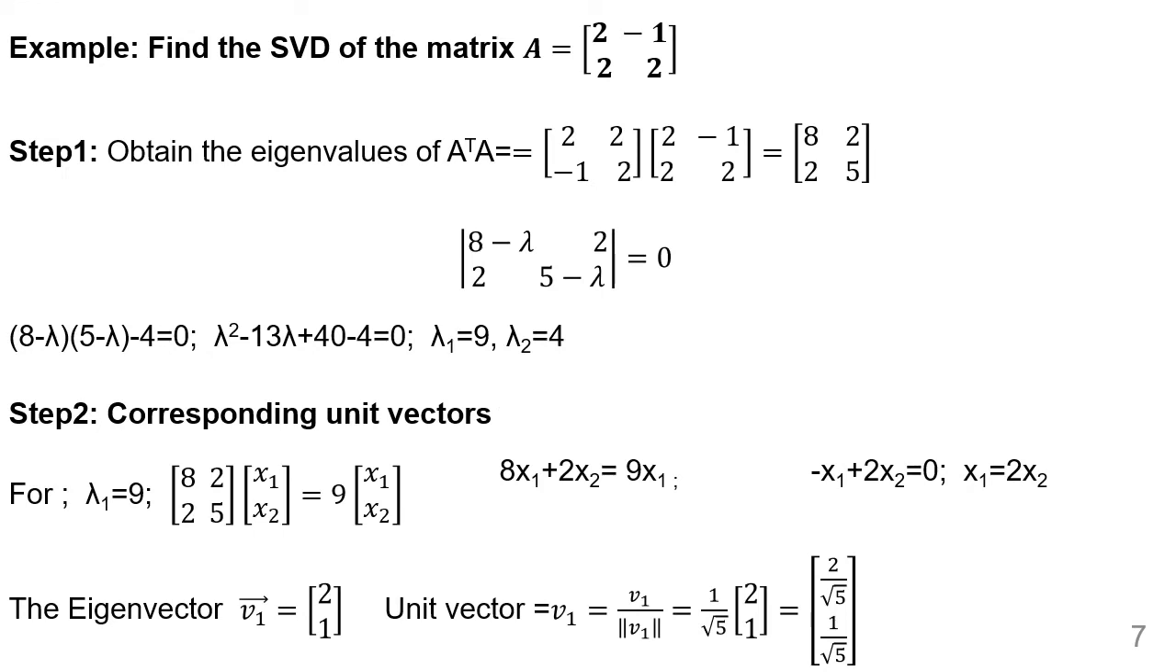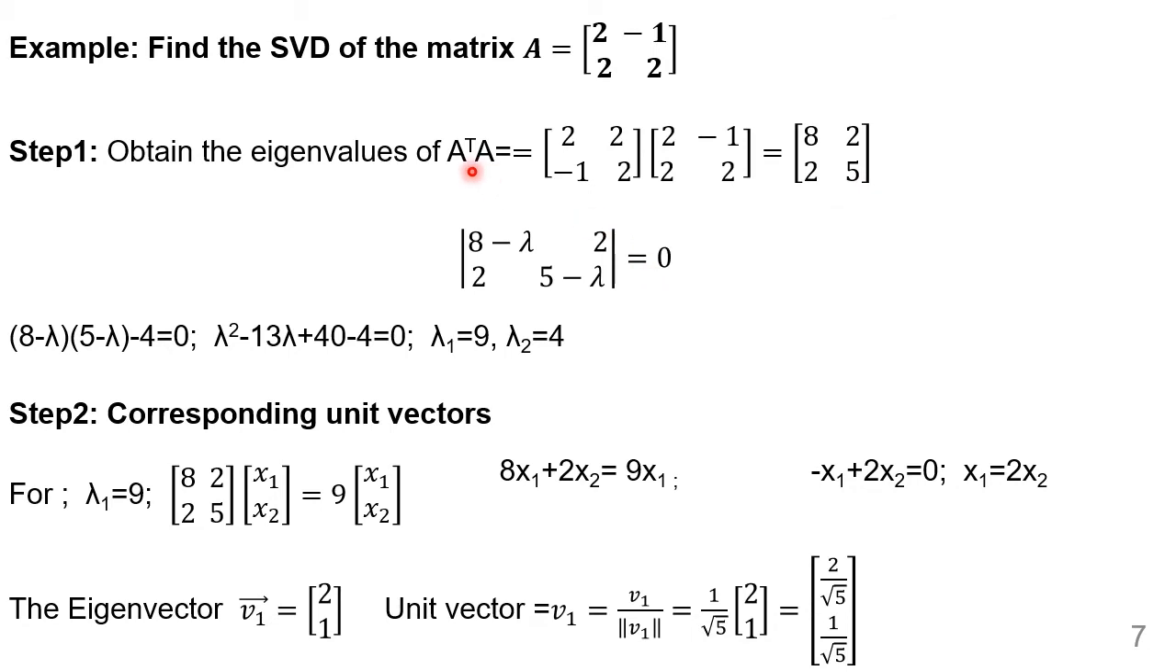Let us try to understand the singular value decomposition algorithm with the help of an example. Let us consider the matrix A equal to [2, -1; 2, 2]. Let us try to get A transpose A. We get this as [8, 2; 2, 5].